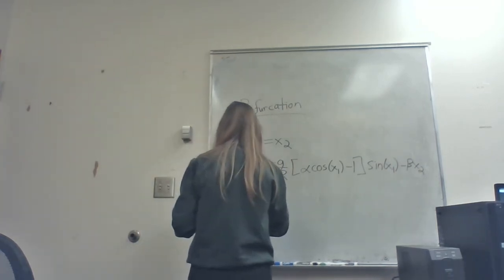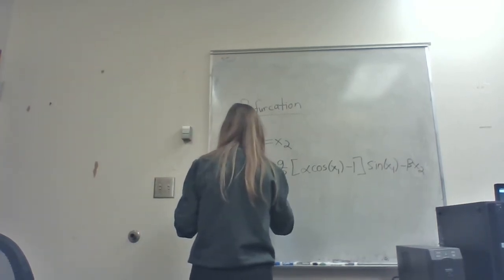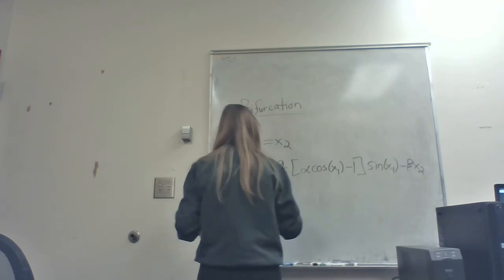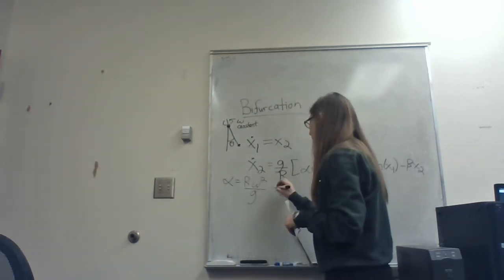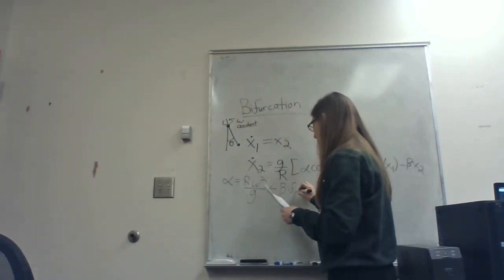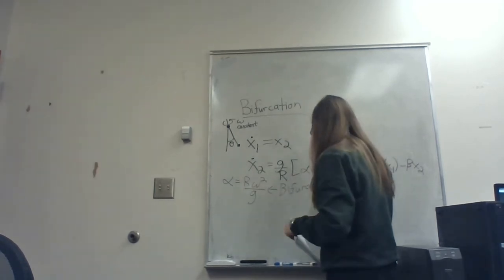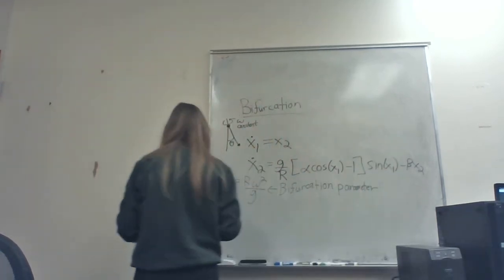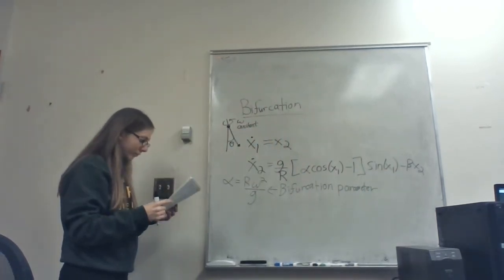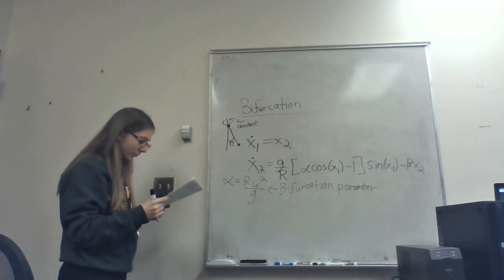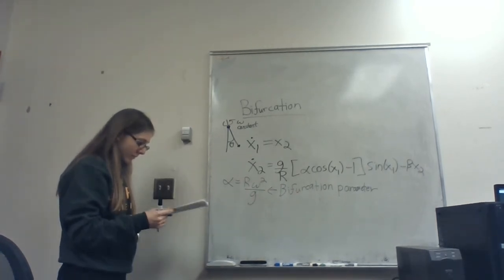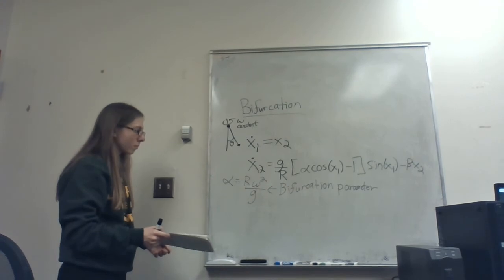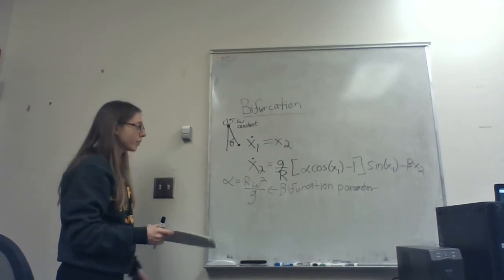But then here we have r omega squared over g. So we're going to call this a bifurcation parameter to show what's going on here. So, bifurcation parameter. I think it will become clear why we care about this parameter in a minute.